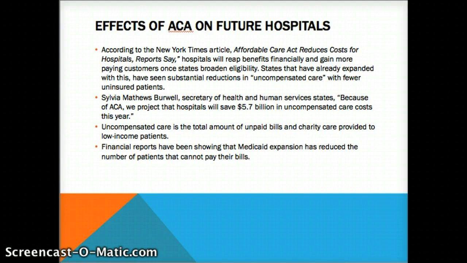Effects of the ACA on future hospitals. According to the New York Times article, Affordable Care Act reduces costs for hospitals, reports say. Hospitals will reap benefits financially and gain more paying customers once states broaden eligibility. States that have already expanded have seen substantial reductions in uncompensated care with fewer uninsured patients. Sylvia Matthews Burwell, the Secretary of Health and Human Services, says that because of the ACA, we project that hospitals will save $5.7 billion in uncompensated care costs this year. Uncompensated care is the total amount of unpaid bills and charity care provided to low-income patients. Financial reports have been showing that Medicaid expansion has reduced the number of patients who cannot pay their bills.